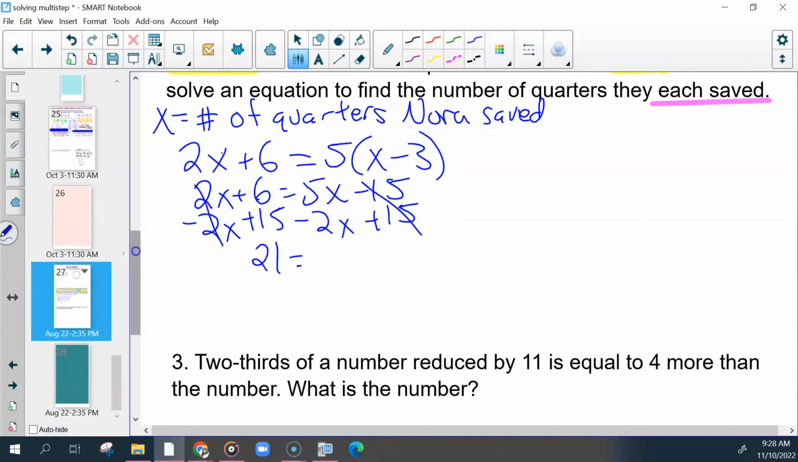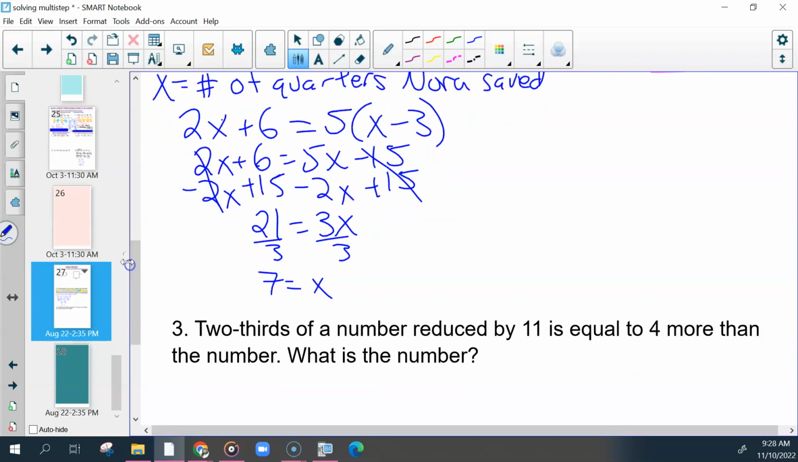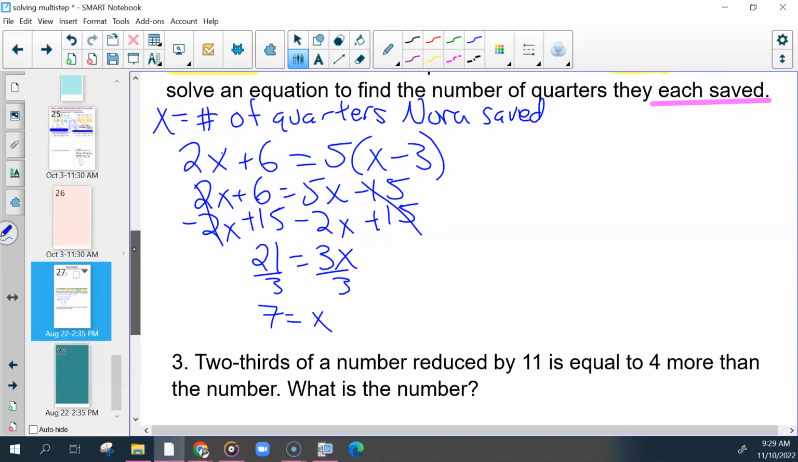So we have 21 and 3x. And then divide by 3. So even though I wrote 7 equals x, I'm still going to write off to the side, like my final answers, be specific as to what that means. Write it out in words type thing. You're going to figure out how many quarters Chris saved by either putting this 7 into this side, just this side, or putting 7 into this side, just this side. So pick a side, do that, figure out that number.